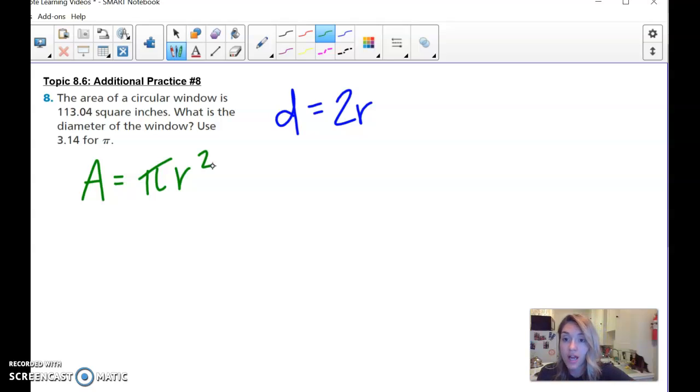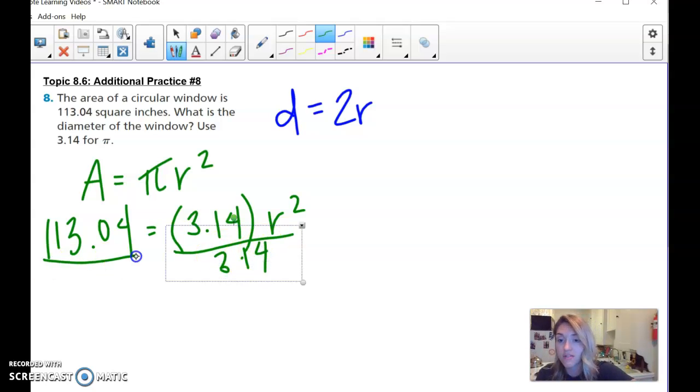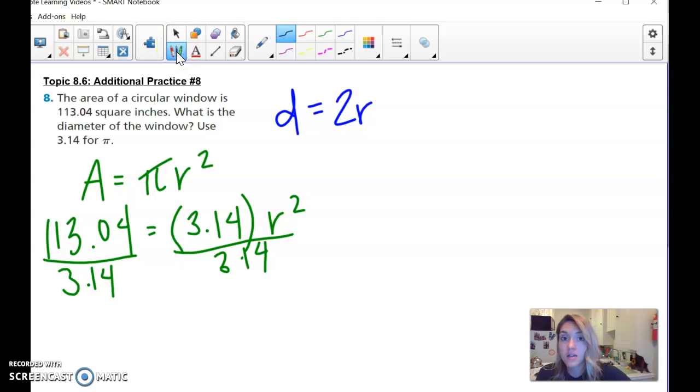So let's try that. We know the area is 113.04, and that's equal to pi, and the equation tells us to use 3.14 for pi, times r squared. So the first thing I can start doing to try and get the radius by itself is divide by 3.14 on this side, divide by 3.14 on this side. If I put that into a calculator, I figure out that 113.04 divided by 3.14 is equal to 36, and that equals the radius squared.